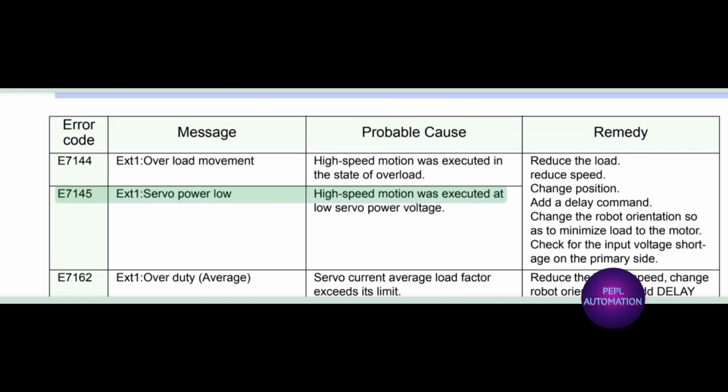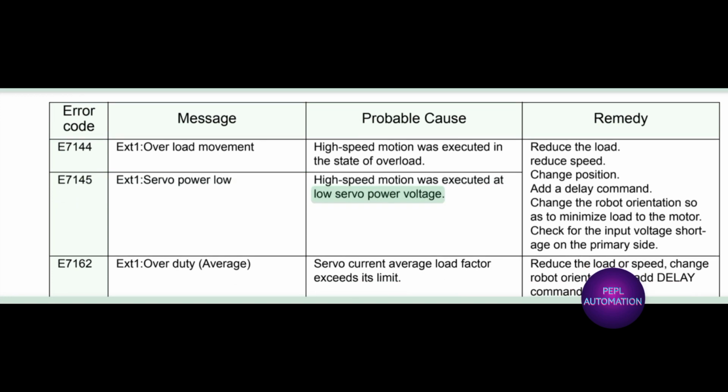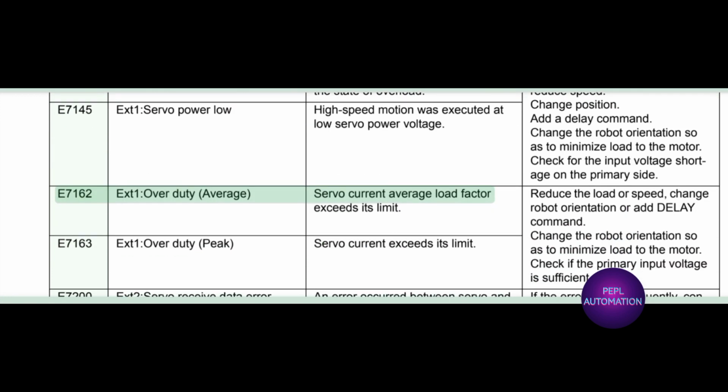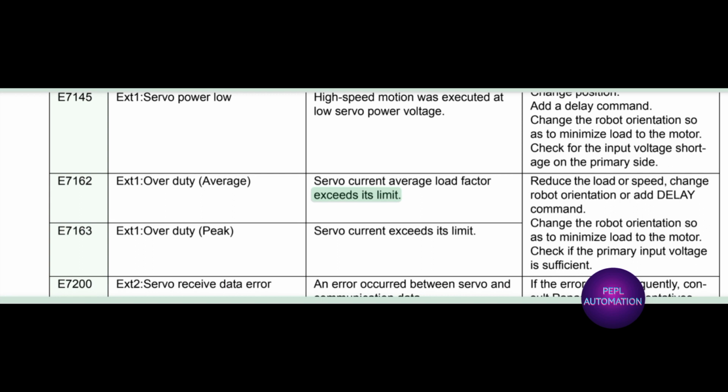E7145X1. Servo power low. High-speed motion was executed at low servo power voltage. E7162X1. Over duty, average. Servo current average load factor exceeds its limit.